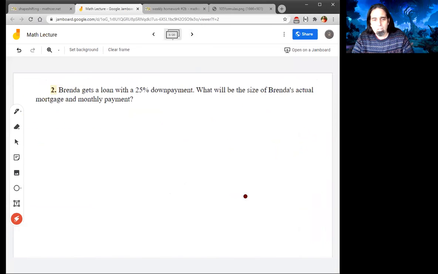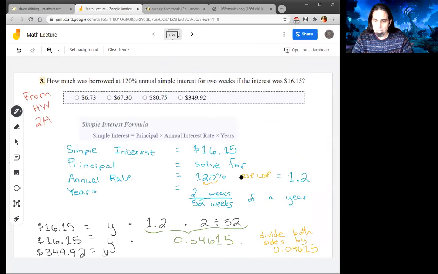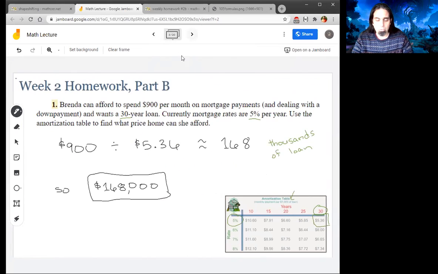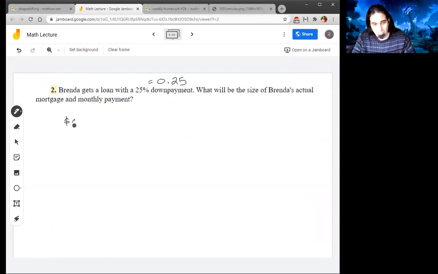Okay, onward. So she gets a loan with a 25% down payment. So 25%, that's going to be 0.25. We already did one case of ripple up today. I'm not going to keep doing that. So I take my 168,000. Multiply that by 0.25. Why am I multiplying? Because I want 25% of a number, and of usually means multiply.